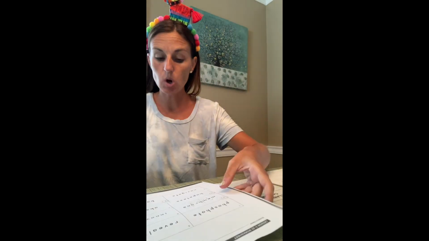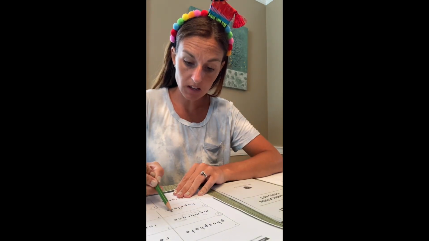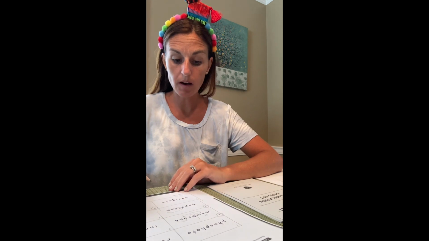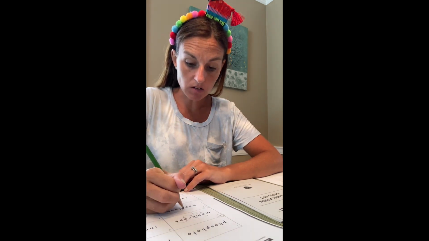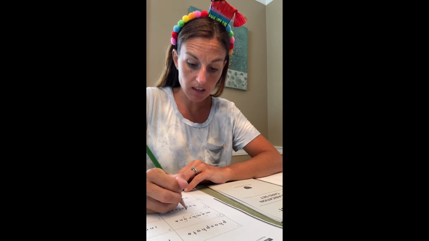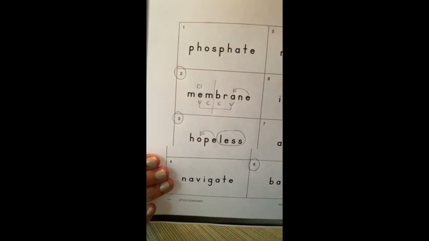Okay, my next one is hopeless. Right away, I like to circle my suffix to show that I don't have to worry about it anymore. Hopeless has a magic E in it also. So I'm going to take the E and draw an arrow to the O. And that's how I have hopeless.